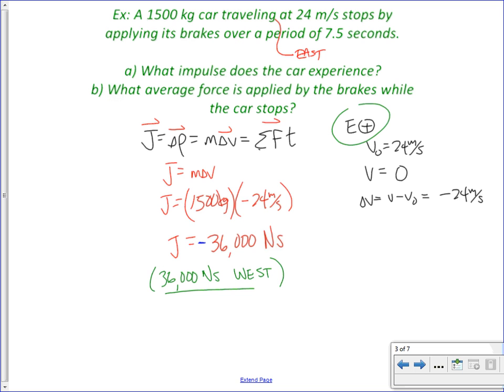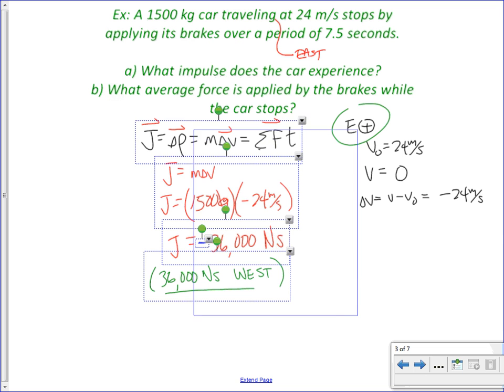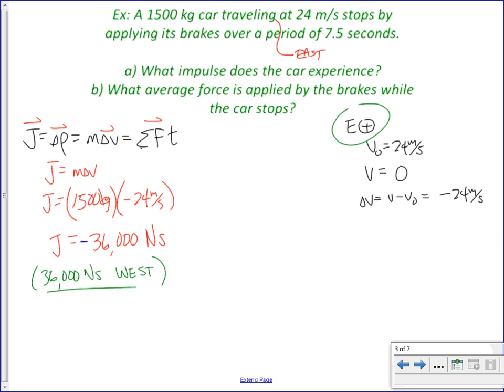Part B. What average force do the brakes apply? Well, the brakes apply the net force. There's nothing pushing the car forward. So now we can really say that net F times T is the same as the impulse.